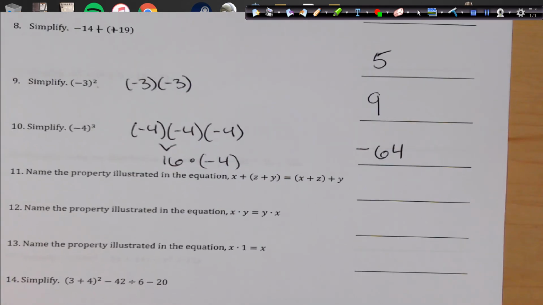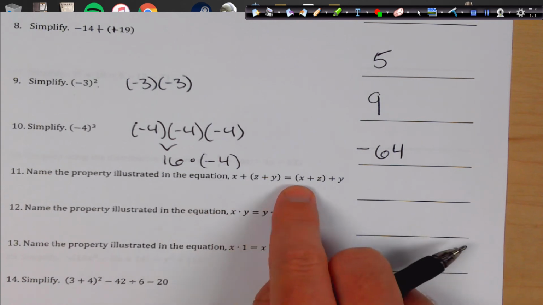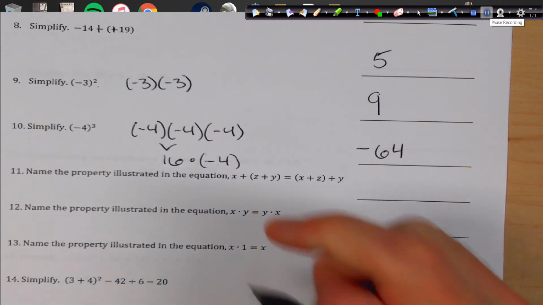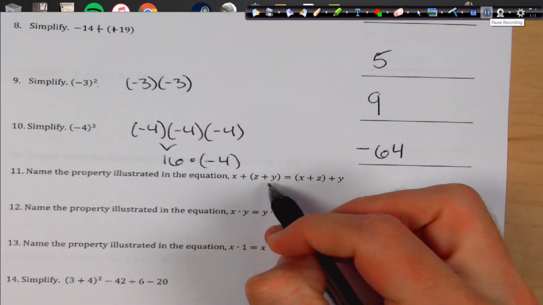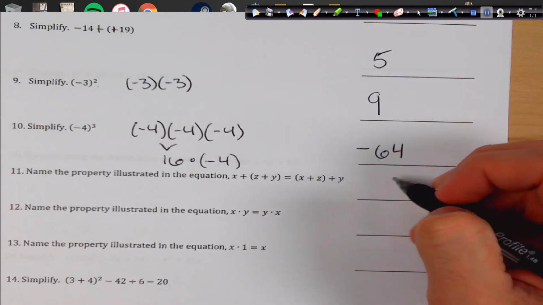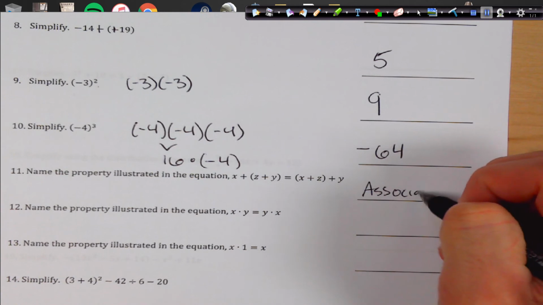Okay? In the property illustrated in this equation, we have x, z, y, and so they're the same order. So these have the same order, but notice the grouping's different. Z's hanging out with y, and over here z's hanging out with x. So that is different grouping, so it's associative property.